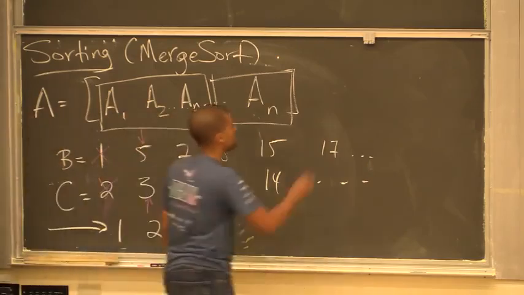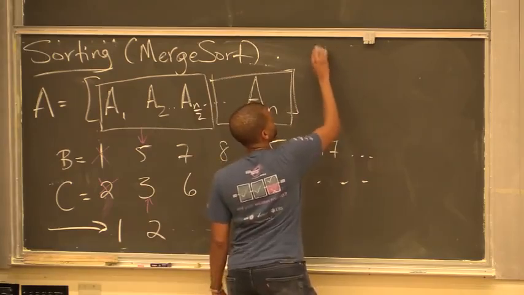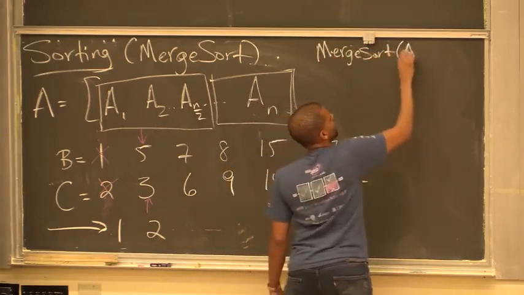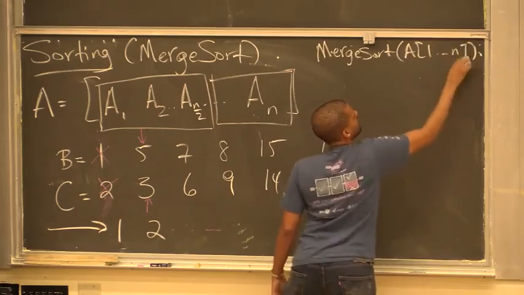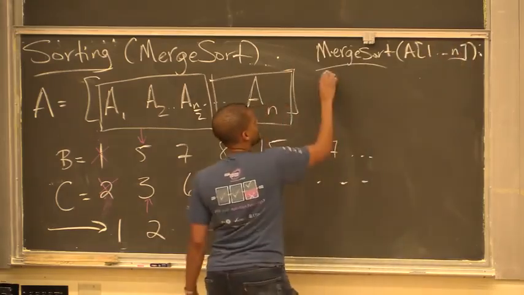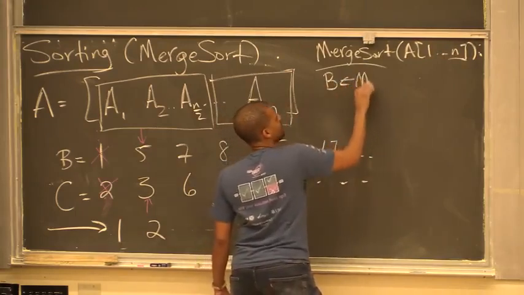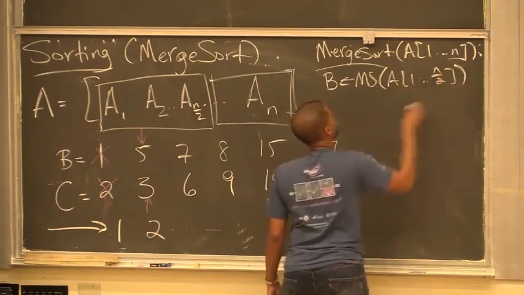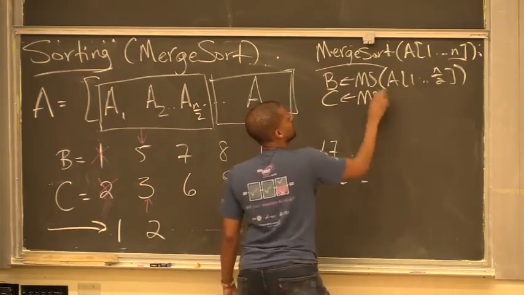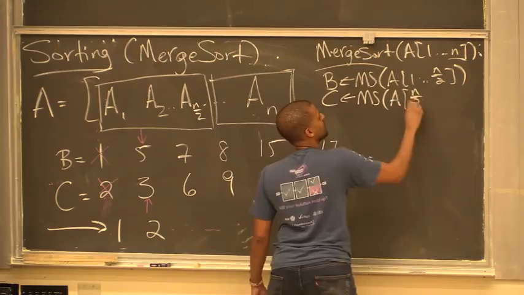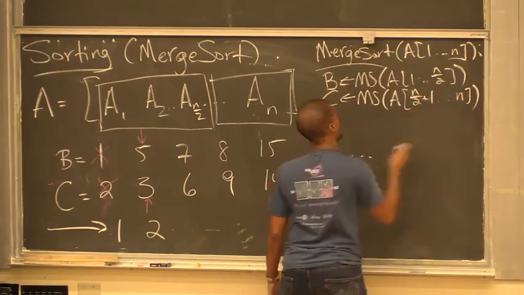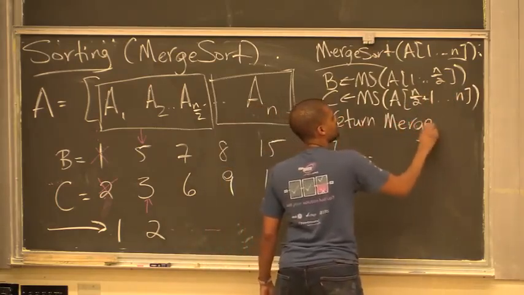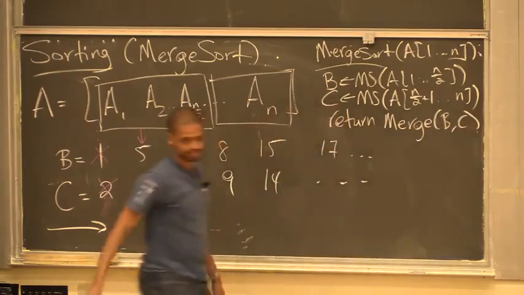So just so that we're all again on the same page, you have merge sort, which takes as input an array A. What does that do? I say B is merge sort on the first n over 2 elements. C is merge sort on the next n over 2 elements. And then I return merge of B and C. Okay?